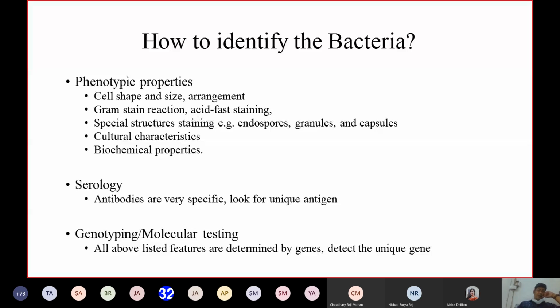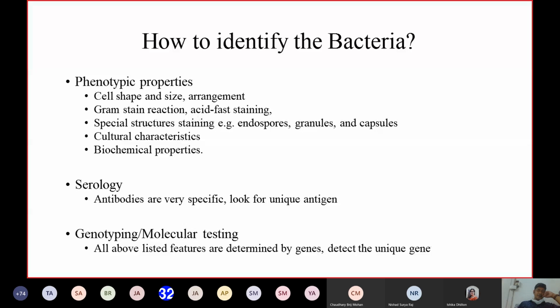Now the third point is genotyping, or molecular testing. Remember, some persons are black, some are white, some can move fast. There are plenty of properties an individual has in humans. They are governed by individual genes. For each character, there are genes responsible.